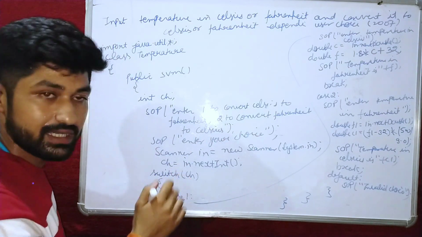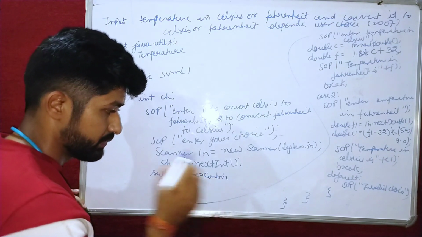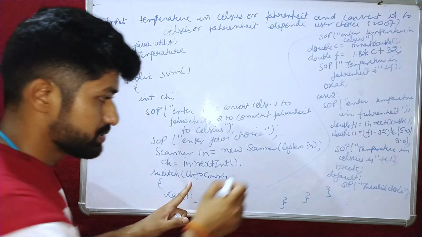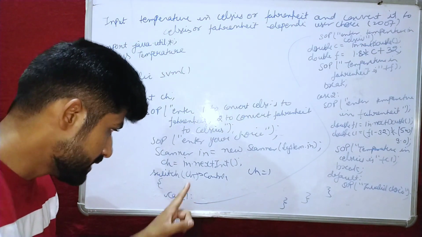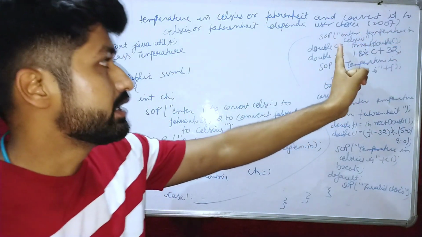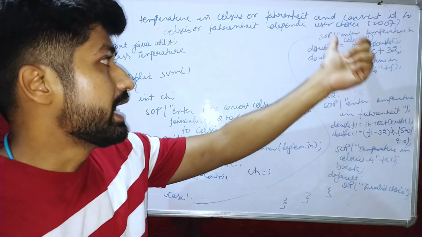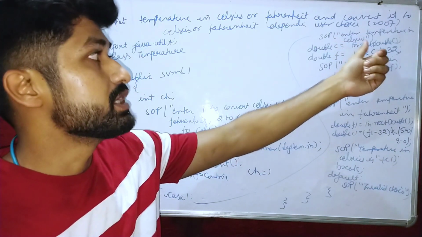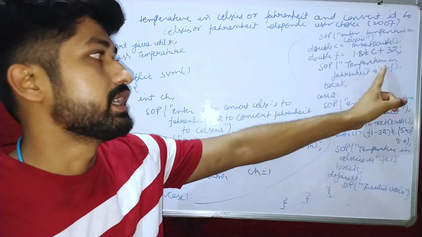So ch is passed inside the switch case. You already know this is the control variable. See, if I have taken the value of ch as 1, which case is going to be executed? It will match case 1. 1 is equal to 1, that means case 1 will execute. Enter temperature in Celsius. Temperature is accepted in the C variable. I have converted this Celsius temperature to Fahrenheit using this formula. Now print temperature in Fahrenheit is plus F.